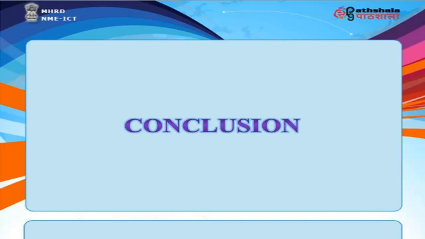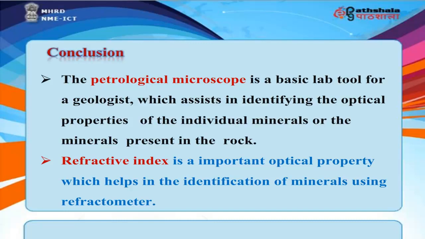Conclusion. The petrological microscope is a basic lab tool for a geologist which assists in identifying the optical properties of the individual minerals or the minerals present in the rock. Refractive index is an important optical property which helps in the identification of minerals using a refractometer.